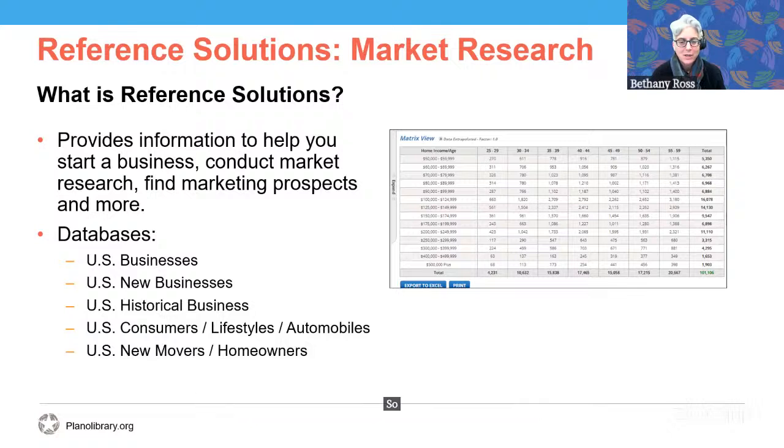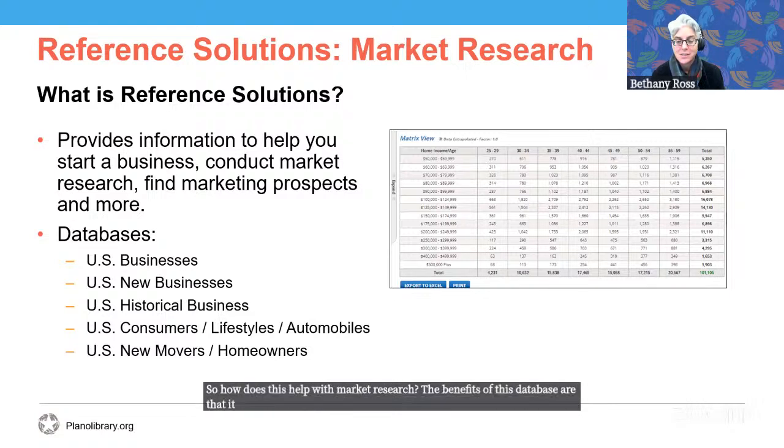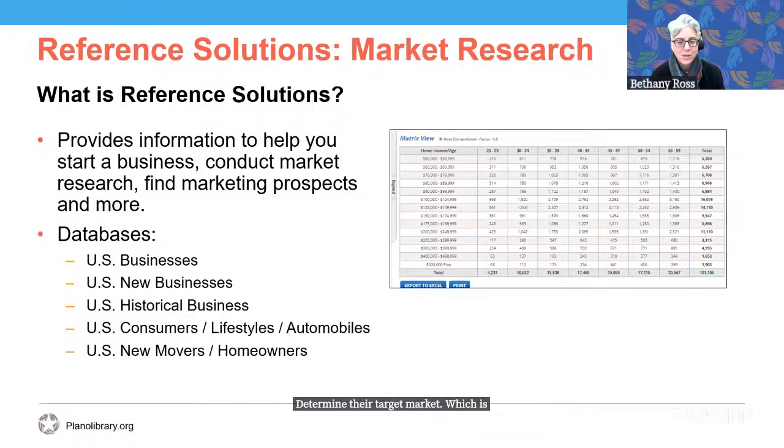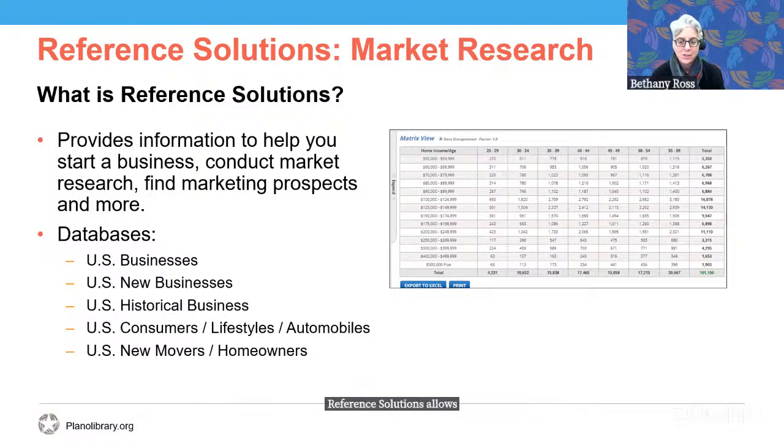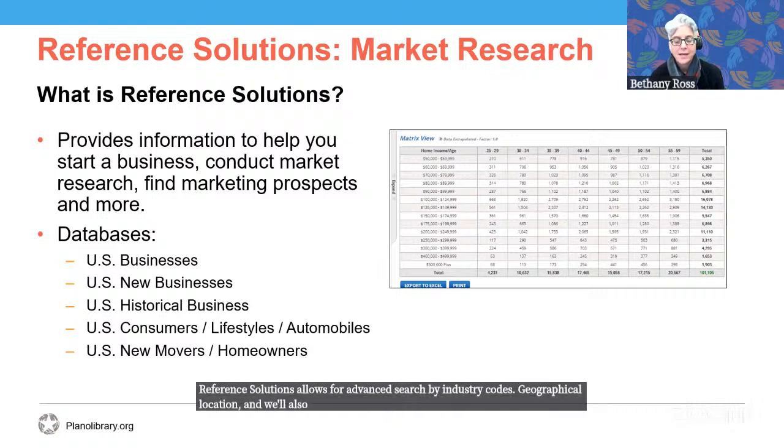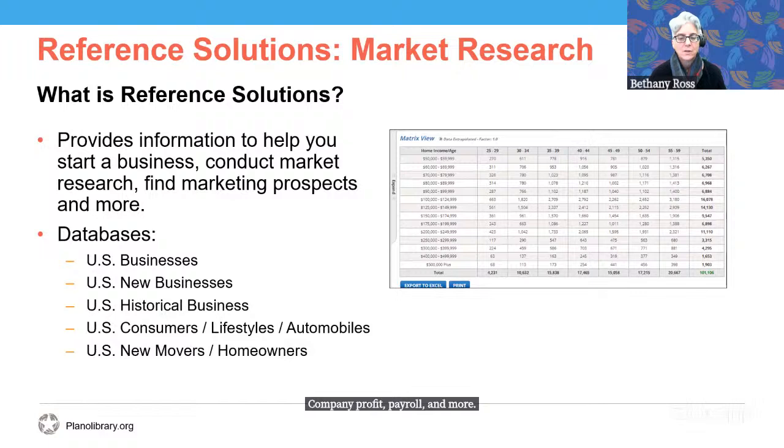So how does this help with market research? The benefits of this database are that it allows entrepreneurs the capability to look up potential industry competitors and perform a competitive analysis, determine their target market, which is determining consumer interest, and much more. Reference Solutions allows for advanced search by industry codes, geographical location, and will also pull up both the verified and unverified records of business management, including names, company profit, payroll, and more. So we'll explore more of these features in just a few minutes.